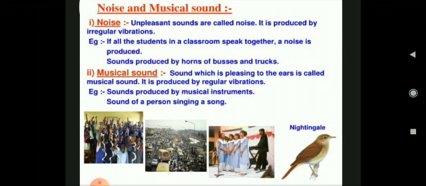Students, we hear different types of sound around us. Some of them are pleasant to our ears, whereas some are not. Sounds which are pleasing to our ear are called music, and those which are unpleasant to our ear are called what? Noise. Sound produced by a harmonium is a musical sound, but sound produced by all students together in a class is noise. If any musical sound becomes too loud, it acts as noise.